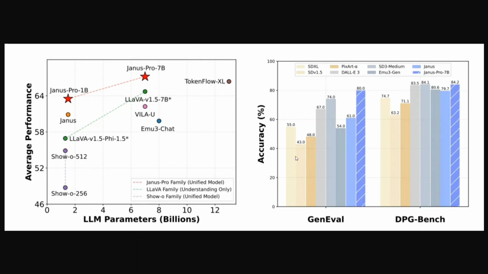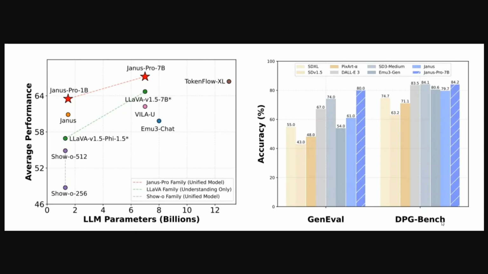And on the right hand side, the comparison is with image generation models. There also Janus Pro is looking good, where it has been able to beat DALL-E 3 as well as Stable Diffusion 3 models on various benchmarks like GenEval and DPG-Bench. These are for image evaluations.